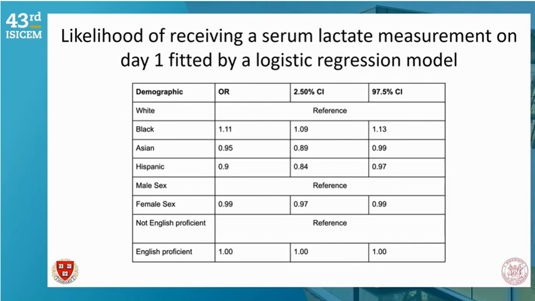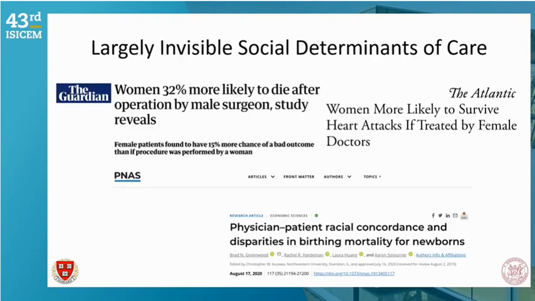And again, what is the impact of this when you start building reinforcement learning models where this measurement is not uniformly obtained from patients? Of course, that's going to be problematic when you're trying to come up with the optimal policy. And the last category of this largely invisible social determinants of care is what I alluded to earlier, would be the race concordance or the sex concordance between the patient and providers. These are some studies that have shown that this is a strong driver of the eventual outcome.